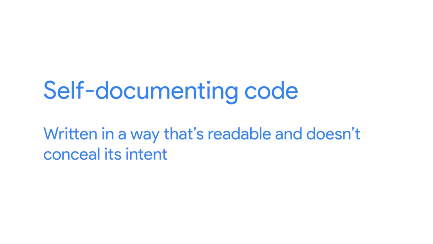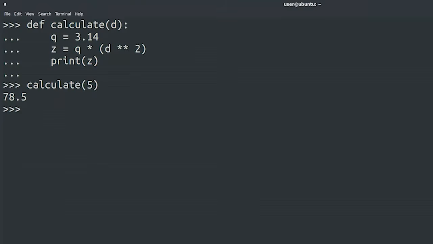But what makes the style of a piece of code good or bad? Although there are no hard and fast rules that apply to every programming language and situation, keeping a few principles in mind will go a long way to creating good, well-styled code. First off, you want your code to be as self-documenting as possible. Self-documenting code is written in a way that's readable and doesn't conceal its intent. This principle can be applied to all aspects of writing code, from picking your variable names to writing clear, concise expressions. Take this code snippet, for example.